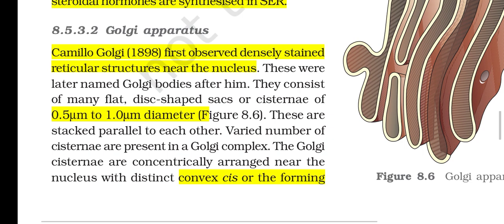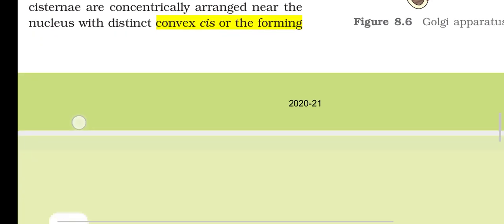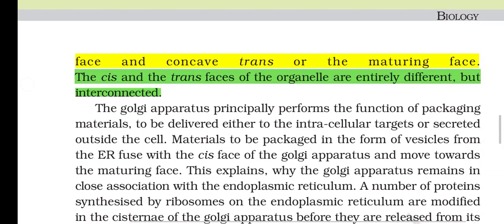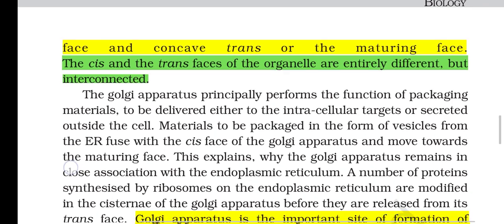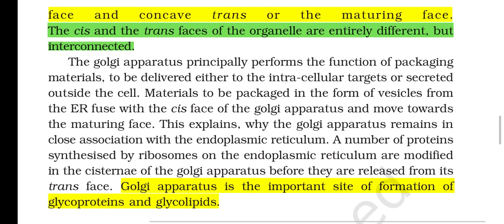The Golgi cisternae are concentrically arranged near the nucleus with distinct convex cis or forming phase and concave trans or the maturing phase. The cis and the trans phases of the organelle are entirely different but interconnected. The Golgi apparatus principally performs the function of packaging materials to be delivered either to the intracellular targets or secreted outside the cell. Materials to be packaged in the form of vesicles from the ER fuse with the cis phase of the Golgi apparatus and move towards the maturing phase.